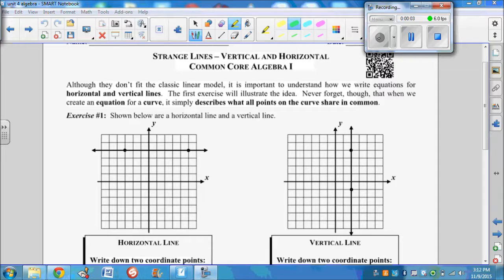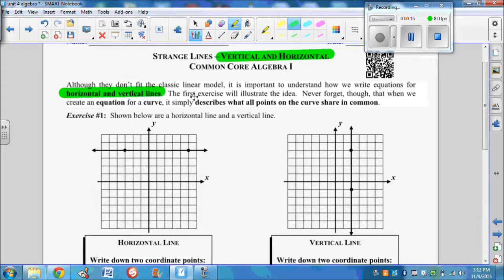Strange lines, vertical and horizontal lines. Although they don't fit into our classic linear model, it is important to understand how to write equations for both of those lines. And actually you're going to see that they're pretty easy. Never forget though that when we create an equation for a curve, any curve, a line, it simply describes all the points that that curve shares in common.